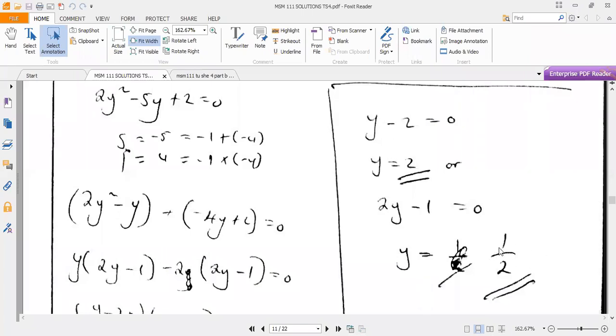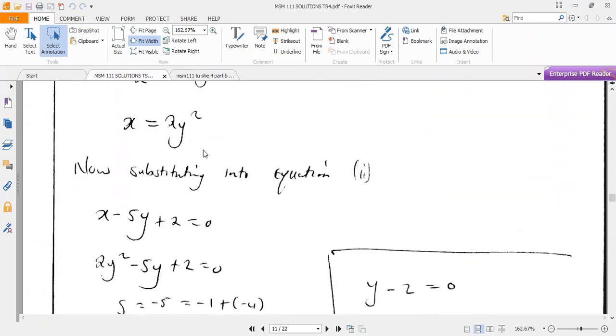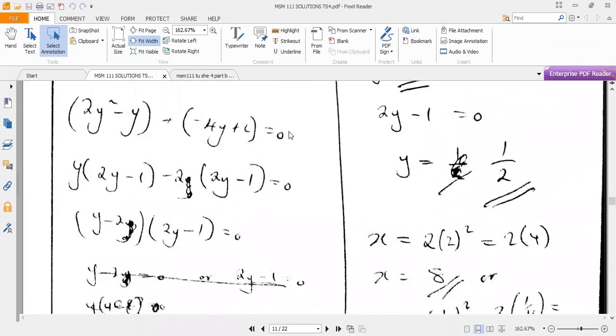So now, since we have found two values of y, when we substitute in this equation here, we should get two values for x as well. So we come here now, we are substituting. Where there is y, we put a 2 because our first value for y was what? It was a 2 here.